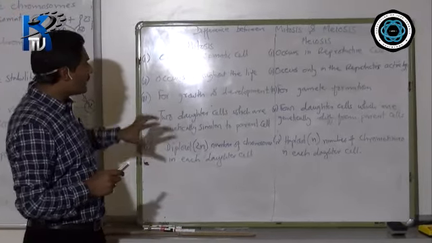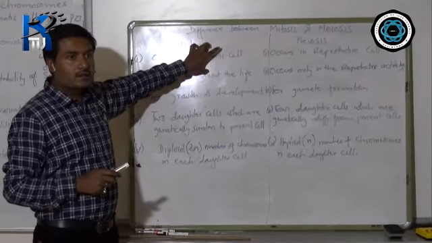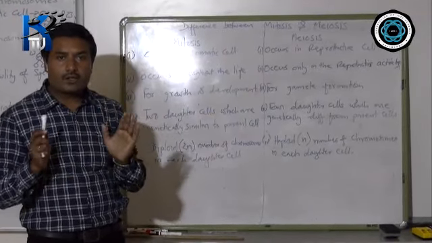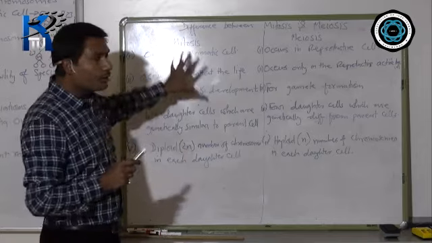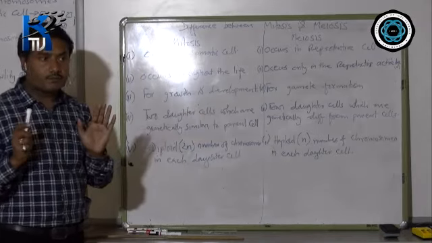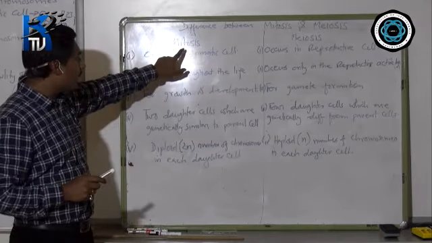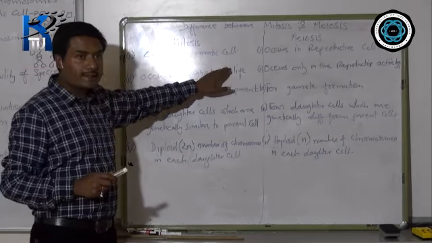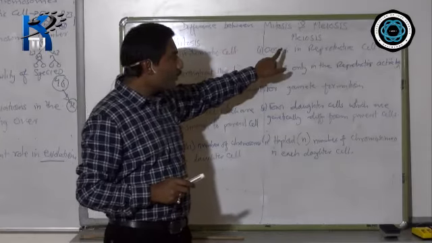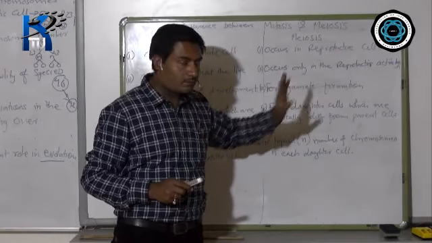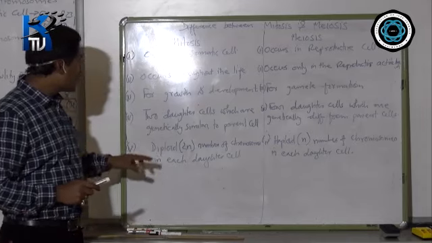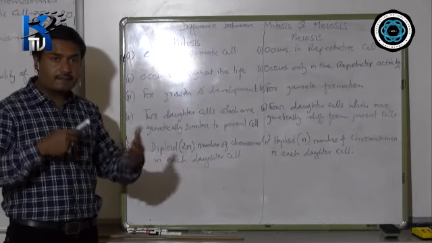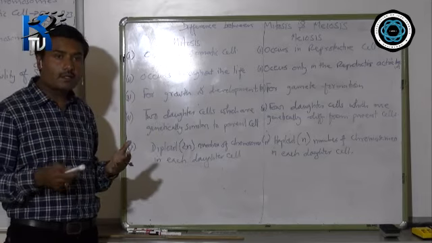For example, if here I am writing structure and on the other side I write function, that is not a compatible point. So the points should be compatible in a difference between. The first point: where does mitosis take place? Mitosis takes place in somatic cells. The other point is that meiosis occurs in reproductive cells. Next point, mitosis occurs throughout life. That means somatic cell division is going on throughout life.